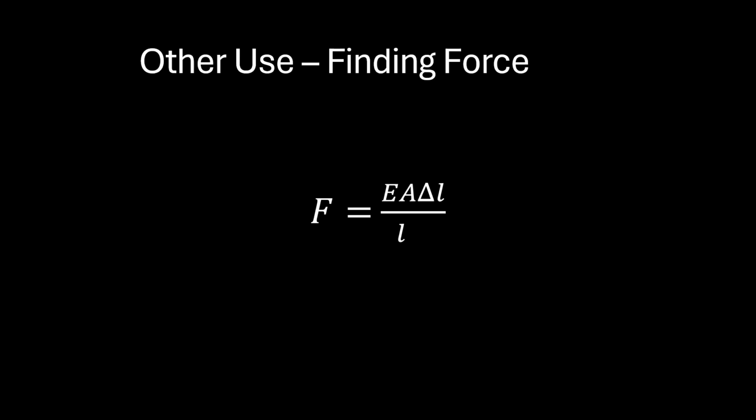So they account for varying cross-sectional areas and varying original lengths of the materials themselves. So another way to use the same equation, if we move it around, we can put force all by itself on the left-hand side. And if we take this EA over L section and we give it a different name, we lump it all into one, we call it K, then we get this equation, F equals K delta L. And I hope this is kind of ringing a bell.